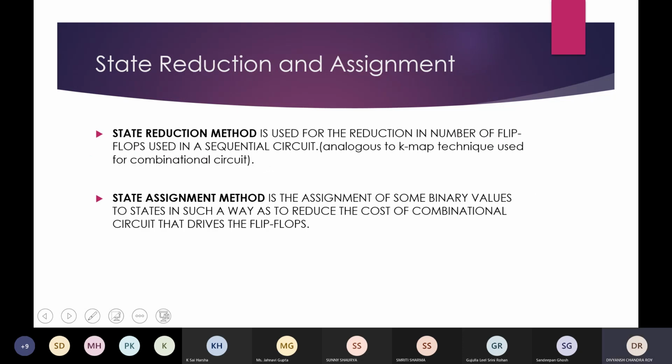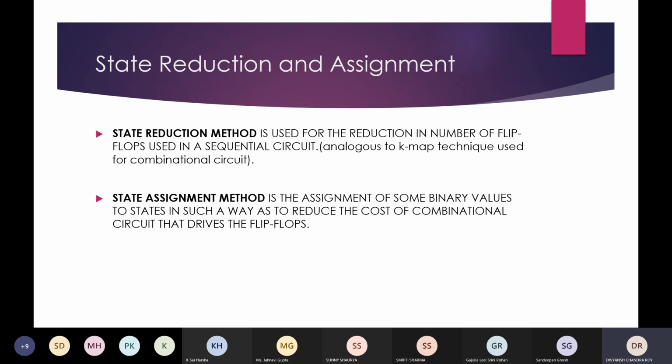Now the state reduction and assignment method. The state reduction method is used to reduce the number of states in a state diagram, which in turn reduces the number of flip-flops used in the circuit. The state reduction is done by removing one of two equivalent states. Two states are said to be equivalent if they have the same next state, input and output.